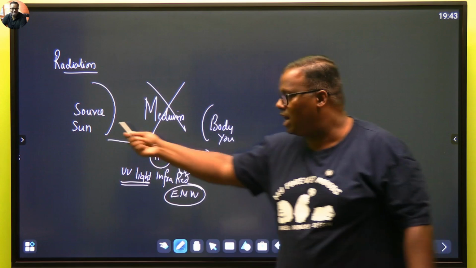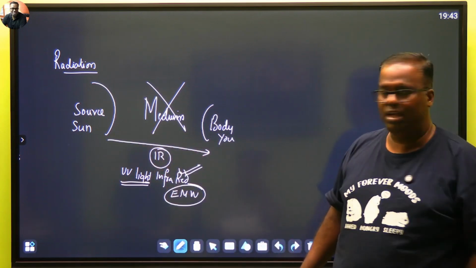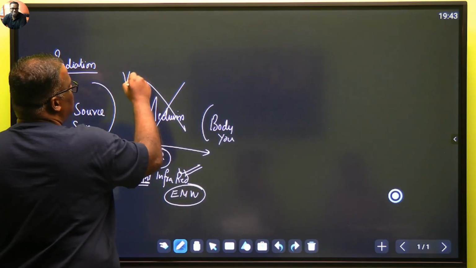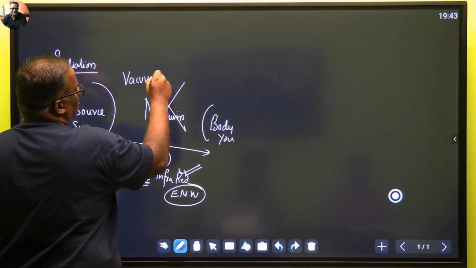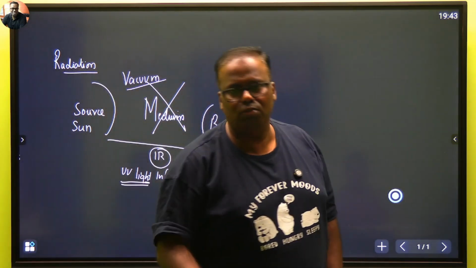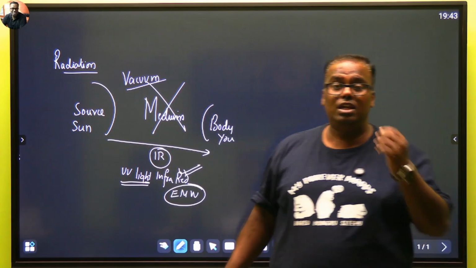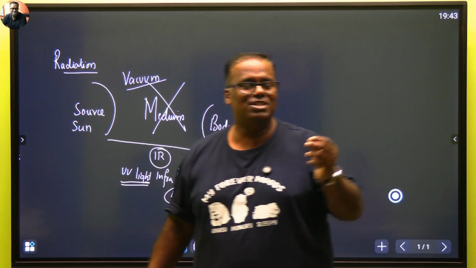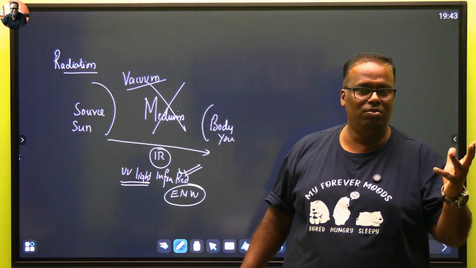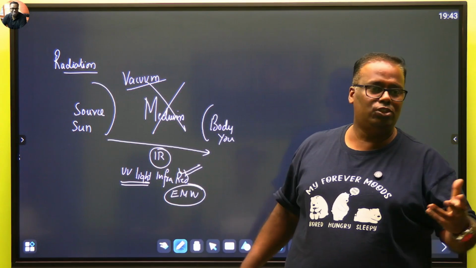So from the sun, gamma rays can come, absolutely, because from the sun to your body there will be a region known as vacuum space. Can a mechanical wave travel through vacuum? No. That's why we say light travels through vacuum. Sound does not travel through vacuum because sound is a mechanical wave. Light is an electromagnetic wave.